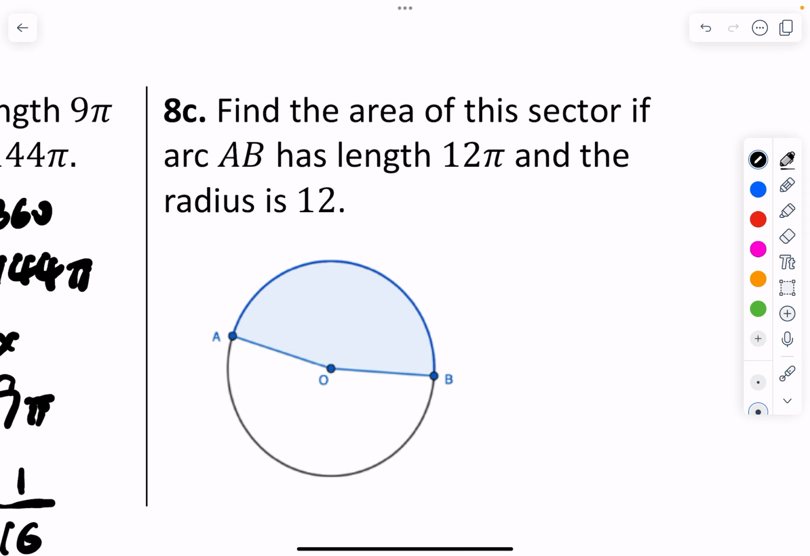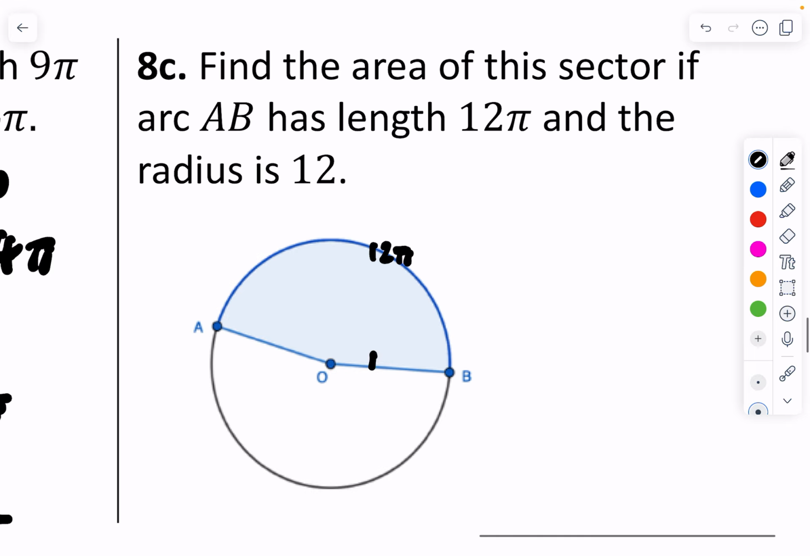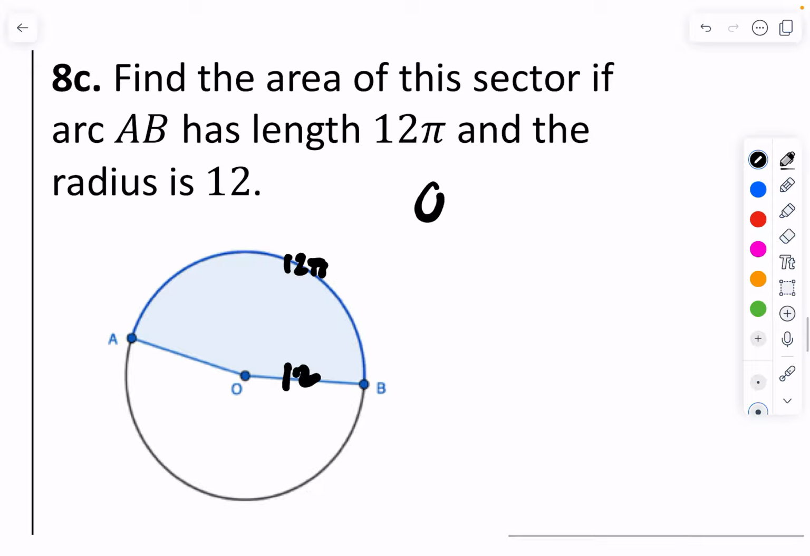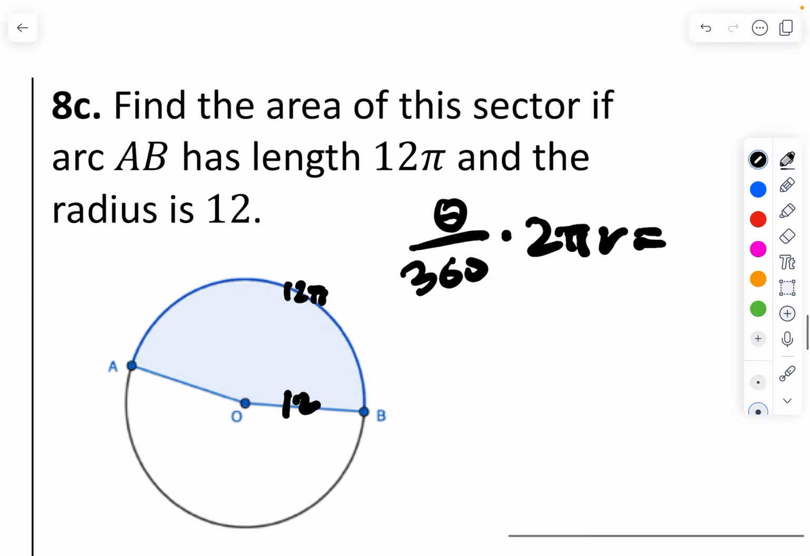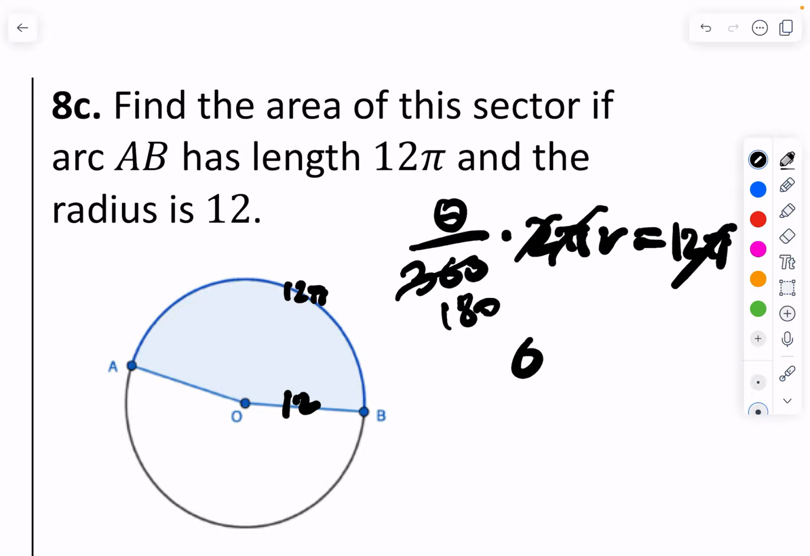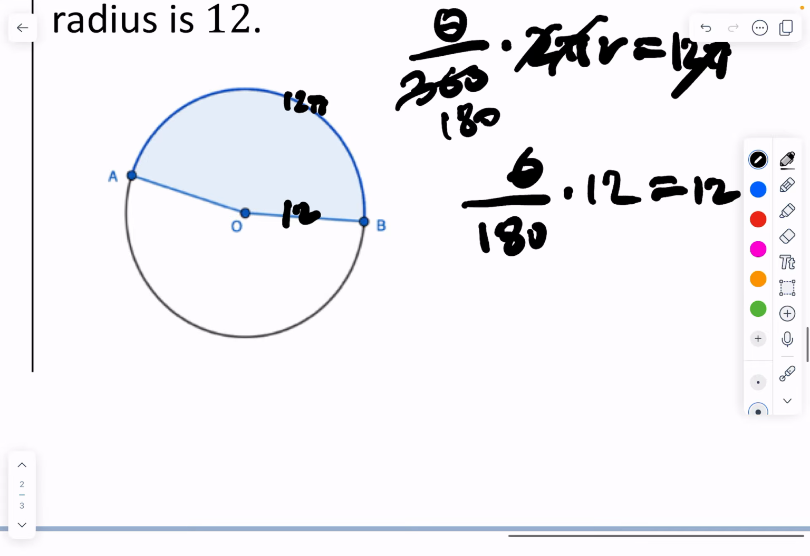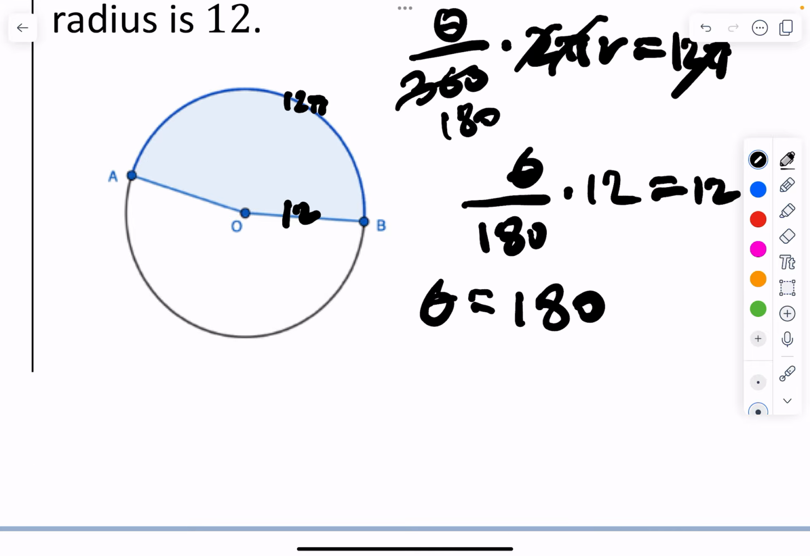Now we want to find the area of this sector if the arc AB has length 12 pi and the radius is 12. First of all, we have to find the angle, right? And here we know that the angle is 180 degrees because theta over 360 times 2 pi r is equal to 12 pi, right? And we know that r is equal to 12. So we have theta over 180 times 12 equals 12. And this only satisfies when theta is 180.